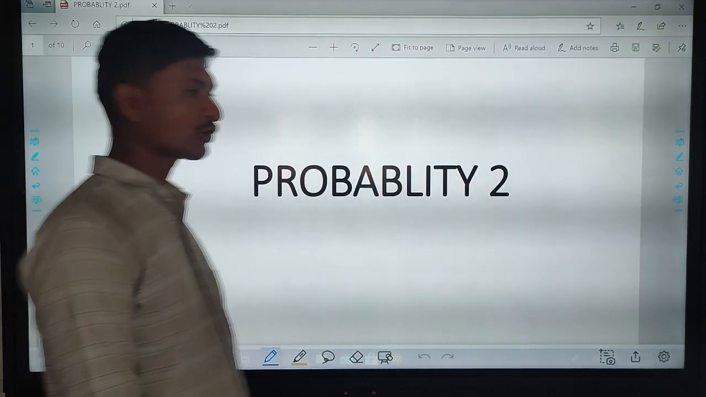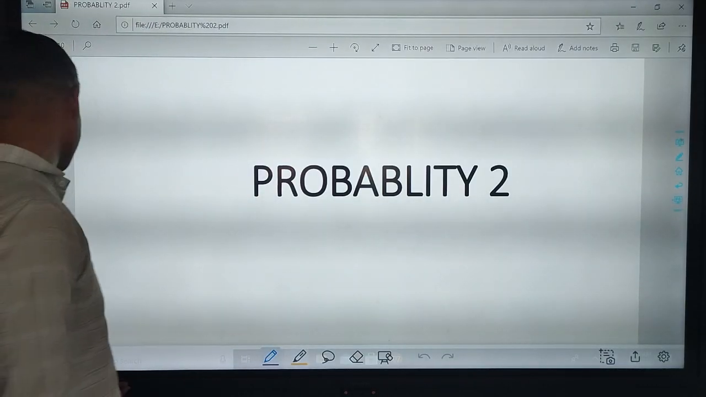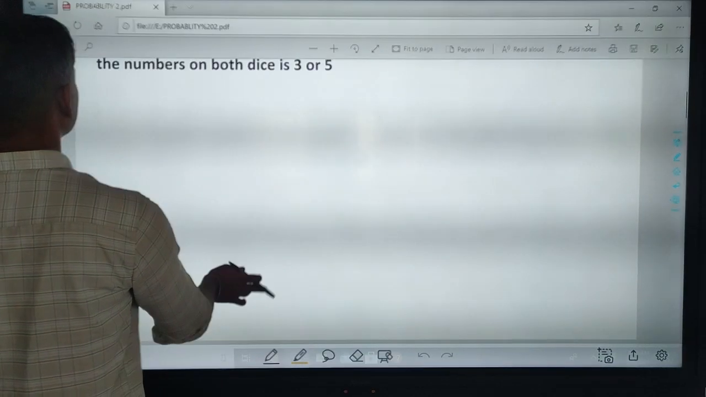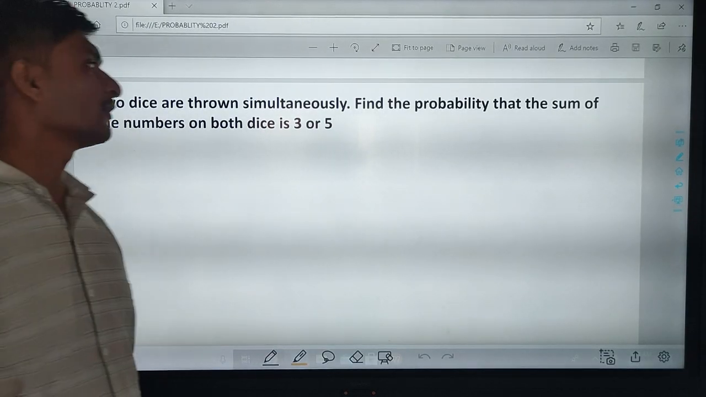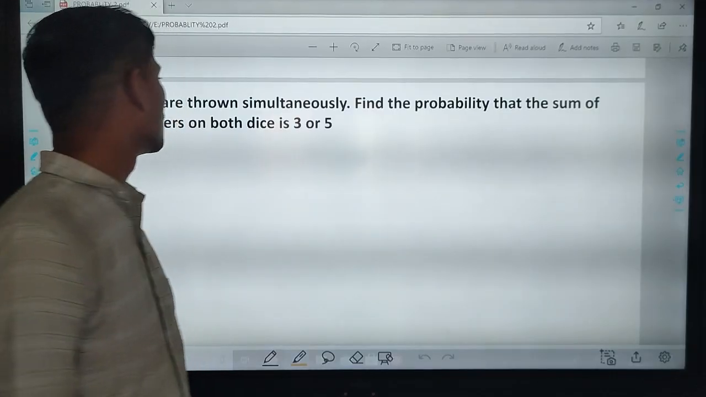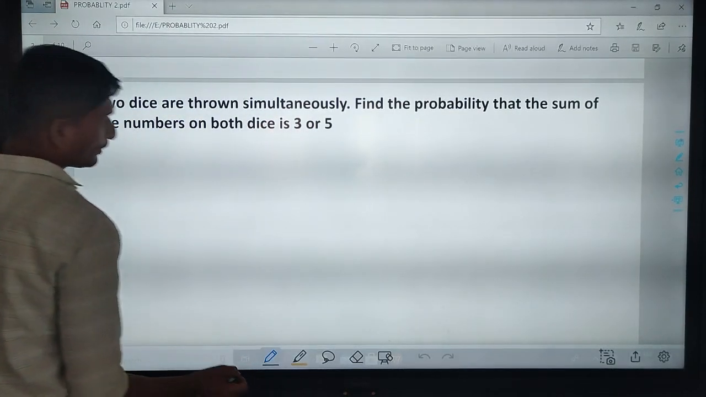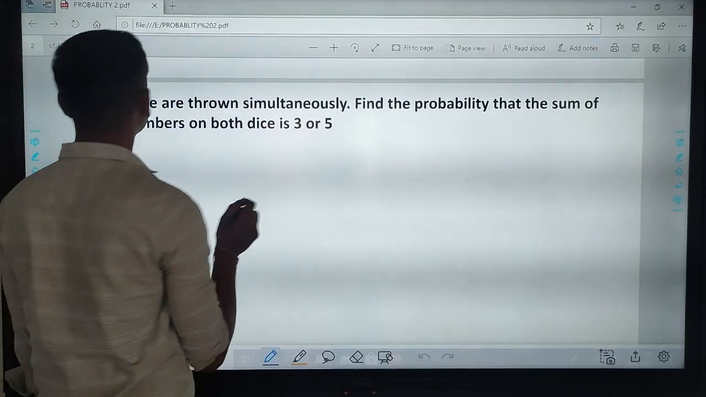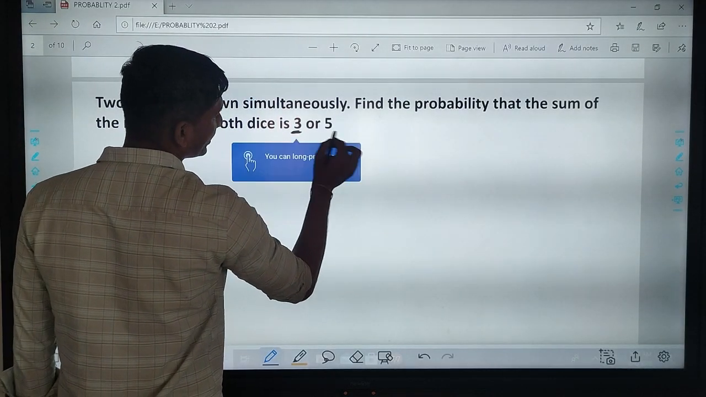Today we discuss the topic of probability. Now we see the examples. Now see the first example. If two dice are thrown simultaneously, find the probability that the sum of the numbers on both dice is 3 or 5.